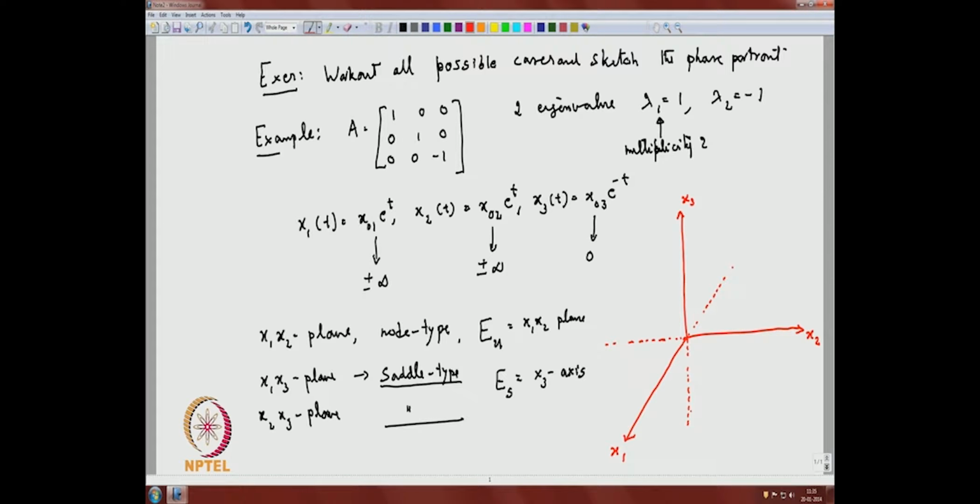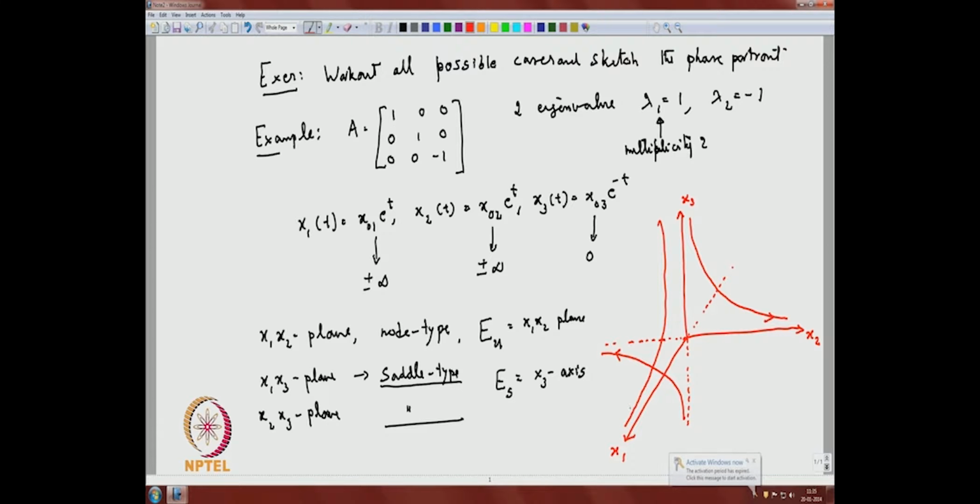So, let us look at only x2, x3. When you look at x2, x3, you have the saddle point. So, the trajectory will be there, and x2 goes to infinity. So, you will have this thing, and this is your x2, x3. Correspondingly, a trajectory will go here, you see. So, that is corresponding to the x2, x3 plane.